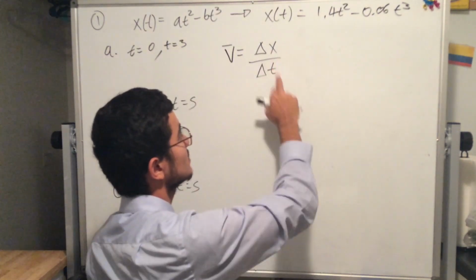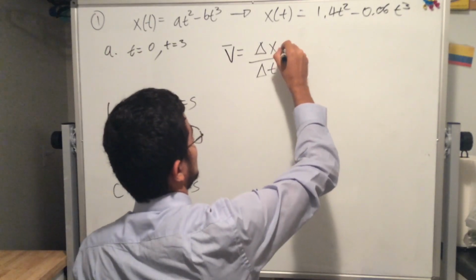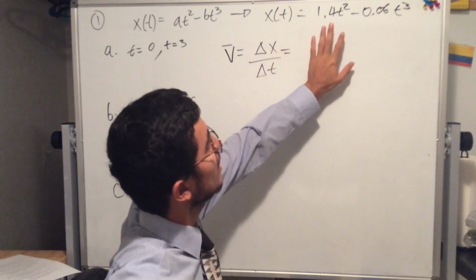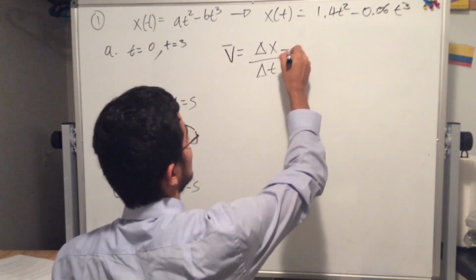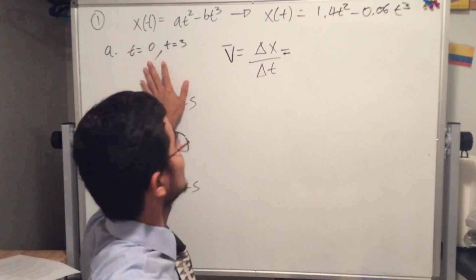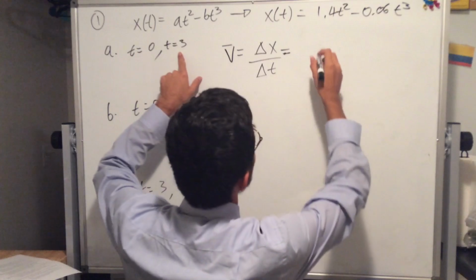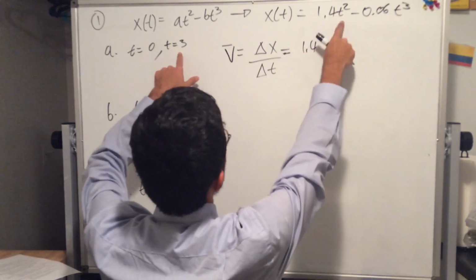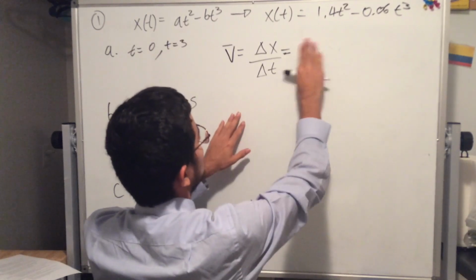So displacement over time. So let's go ahead and do that. So we're going to get the following. So we just have to plug in the values for, okay, displacement for the given intervals, right? For the given intervals. So we're going to do the position function, right? 1.4, and then we're going to substitute the time. So we're going to do something like this.